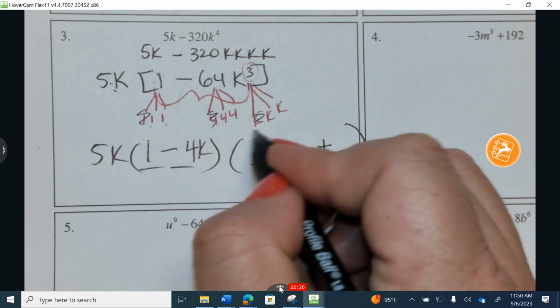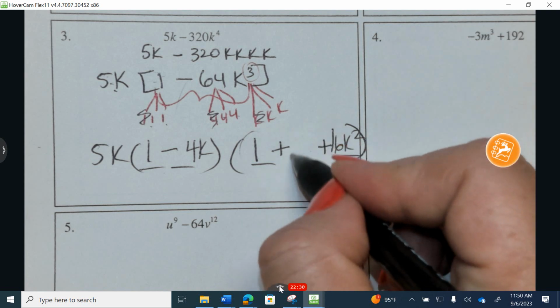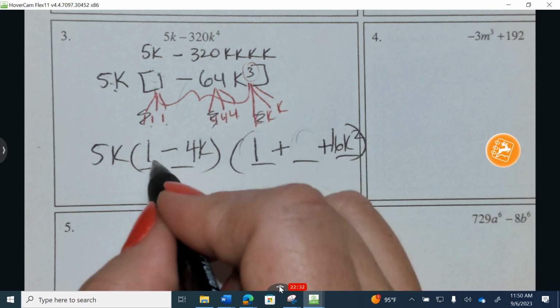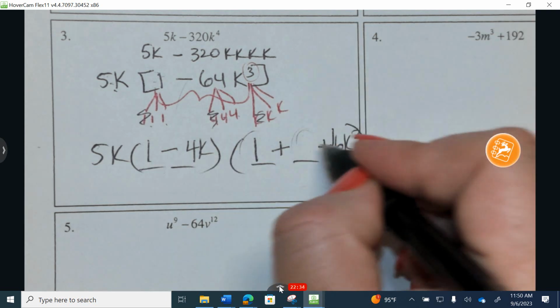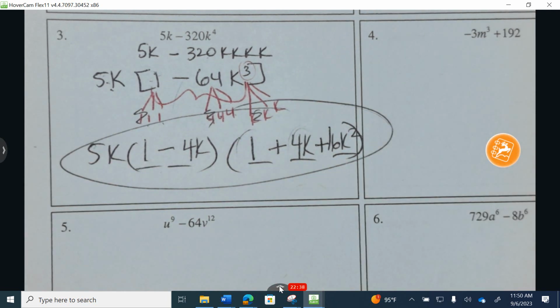1 times 1 is 1. In the back, 4 times 4 is 16, and there's 2 k's. How do I get this term? I multiply. 1 times 4 is 4, and attach a k.